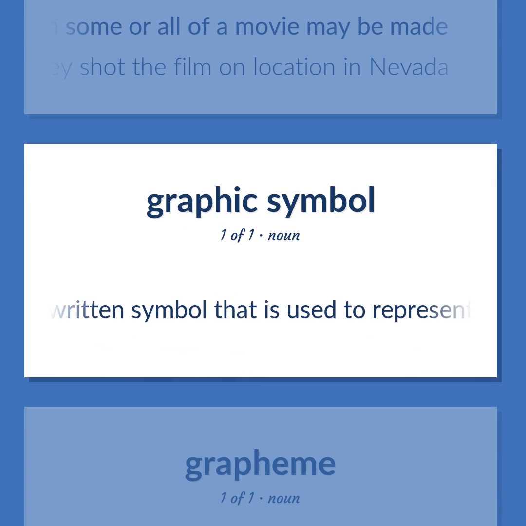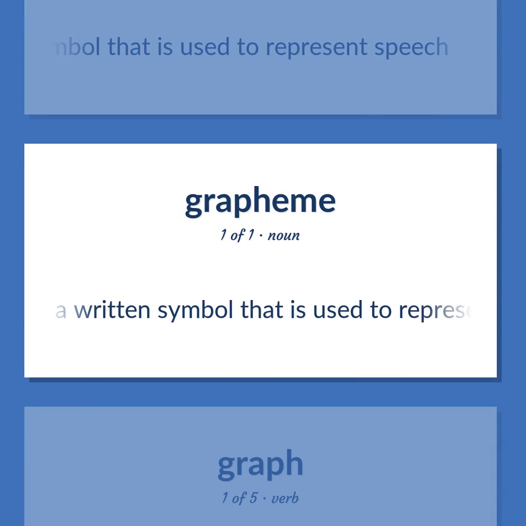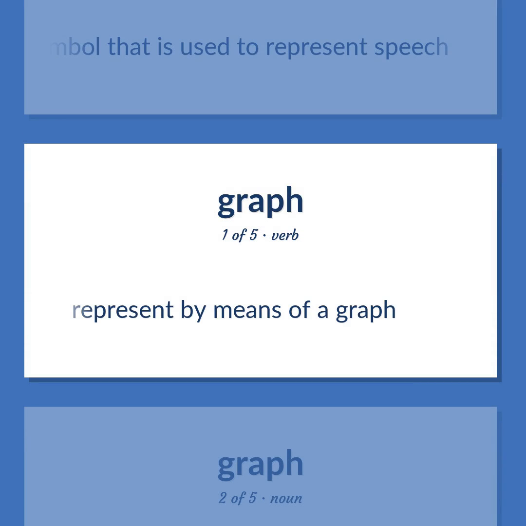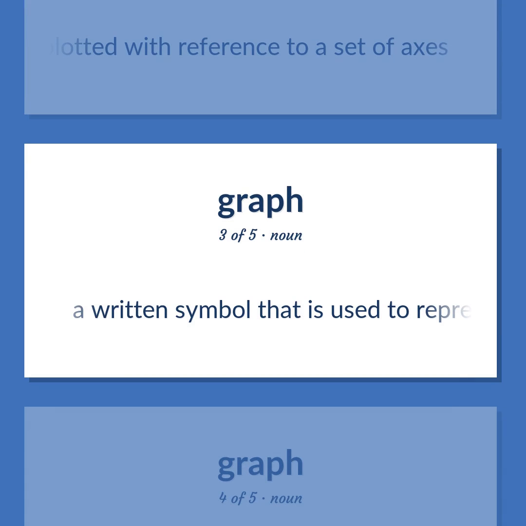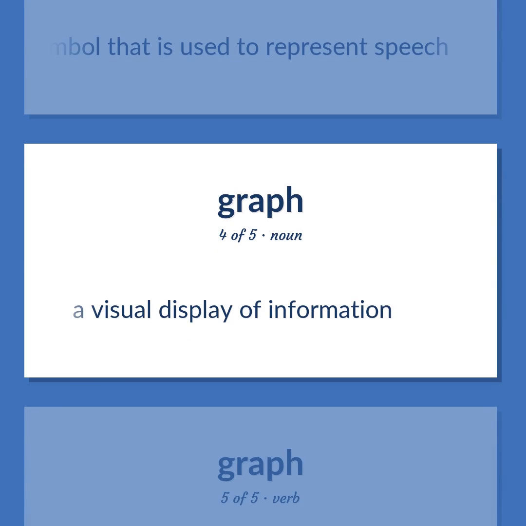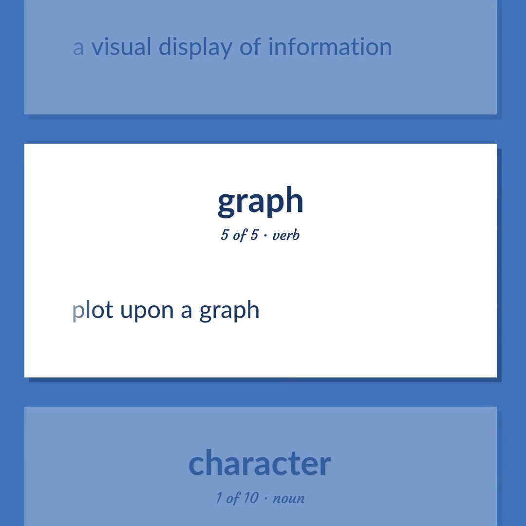A written symbol that is used to represent speech. Represent by means of a graph. A visual representation of the relations between certain quantities, represented as points, plotted with reference to a set of axes. A written symbol that is used to represent speech. A visual display of information. Plot upon a graph.